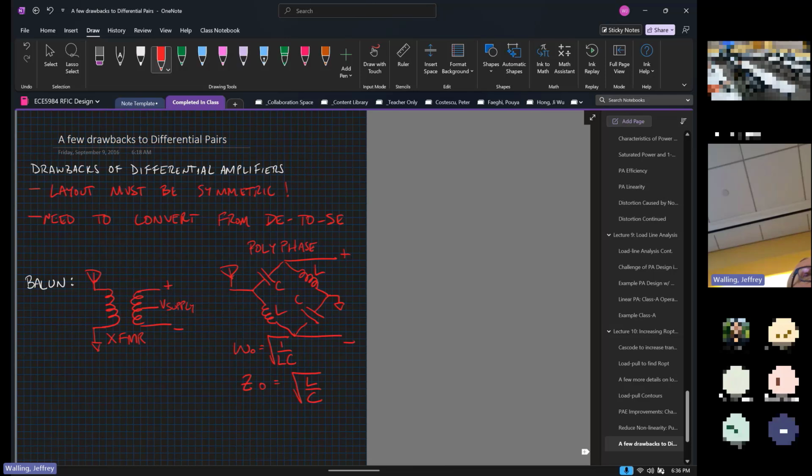and then we're going to start looking at switching amplifiers, which are not amplifiers at all.